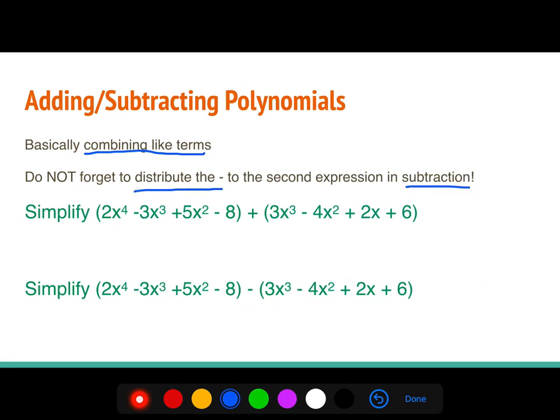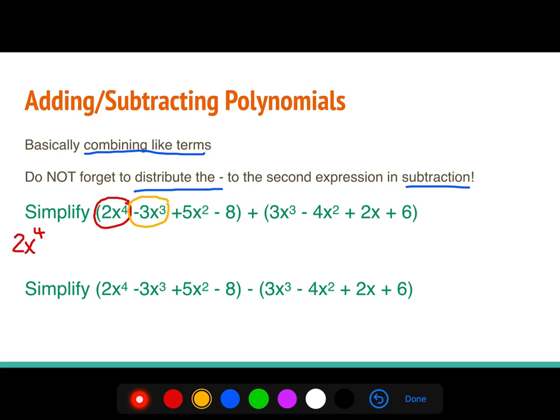So adding and subtracting polynomials, these are just as simple as you think they are. Basically, you are going to be combining like terms. And when you're doing subtraction, don't forget to distribute the negative in the second expression. So let's go through and try to do some of these.